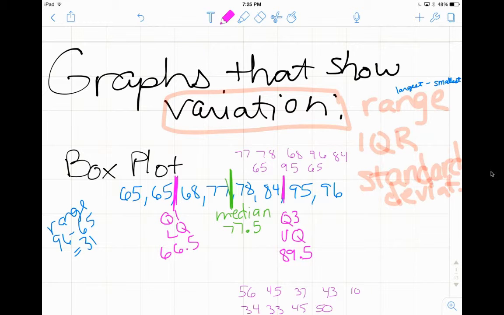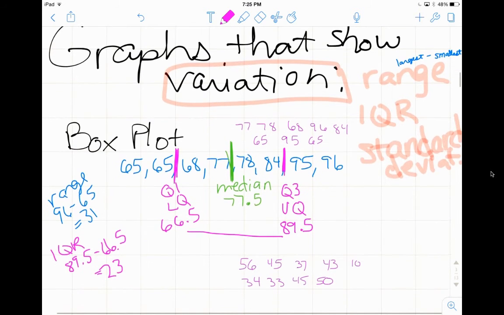So when we have this, typically what we have is that the difference, or the interquartile range, is right between these two. So if I took the 89.5 minus the 66.5, that turns out to be a nice 23. That is my interquartile range. So we don't have a lot of spacing in there.